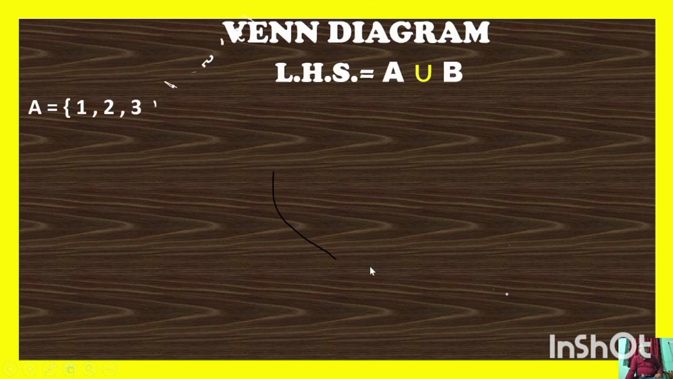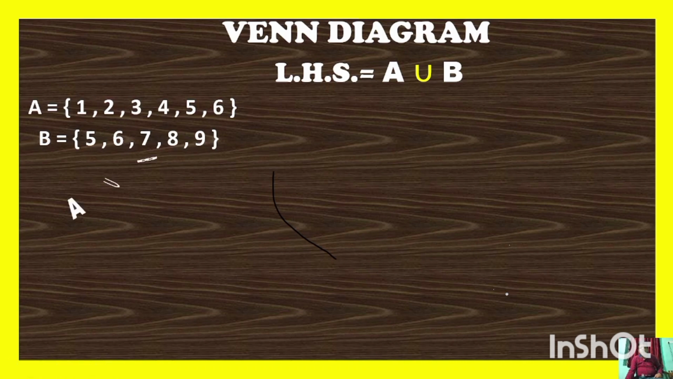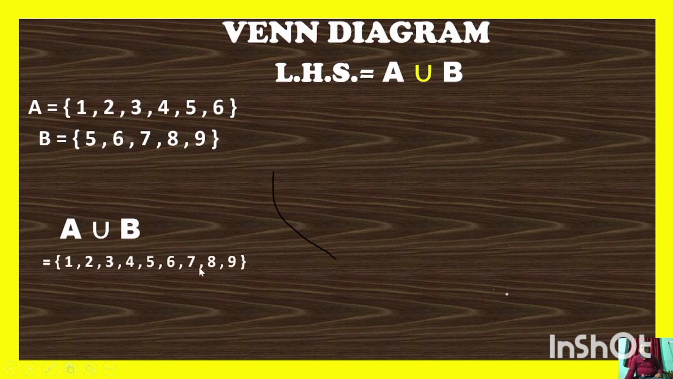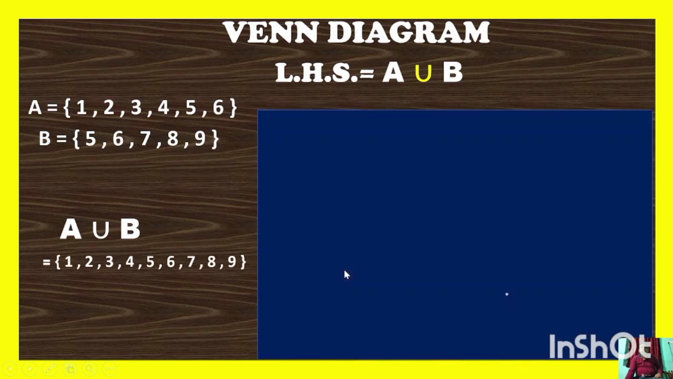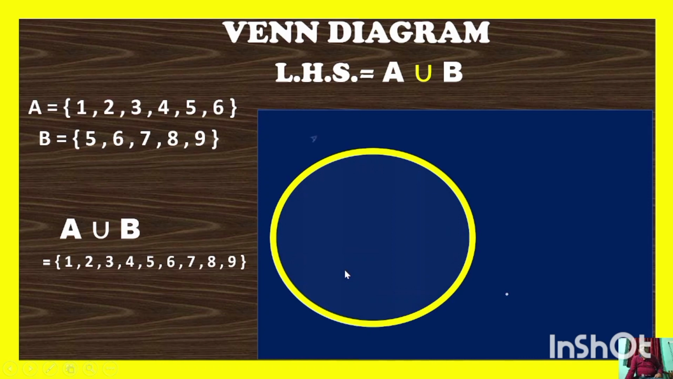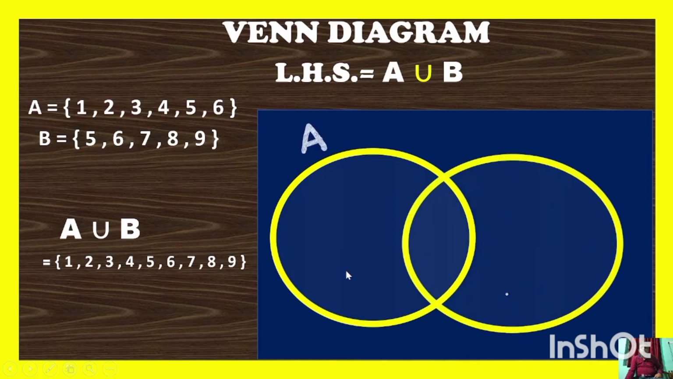Okay. Let's see A union B. Here we have taken the set A and set B, and here is the set A union B. In this process we can find the Venn diagram, how to find the union set A union B. We can prove the commutative law under union set.